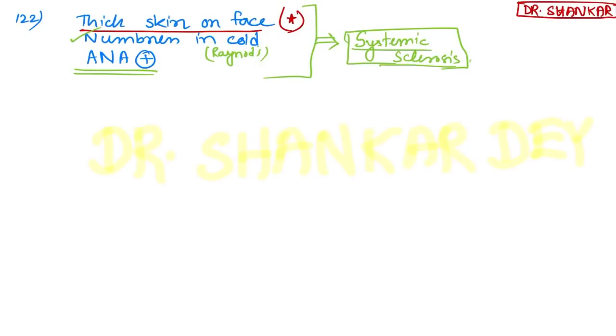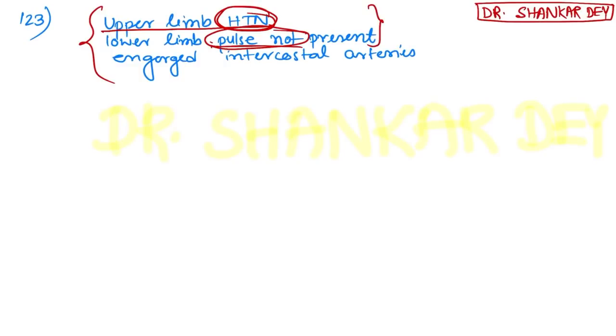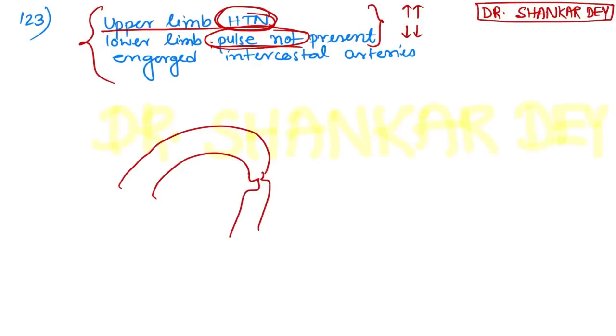Coming to the next question, 1 2 3. A long question was there, definitely very long, but the clinical clinchers: hypertension in the upper limb, and pulse not present in the lower limb. So this discrepancy, high BP in the upper limb and low BP in the lower limb, means there is definitely some abnormality in the arch of the aorta. This is nothing but coarctation of aorta.